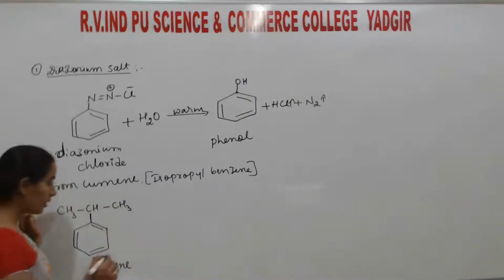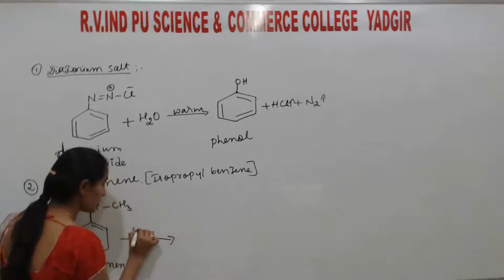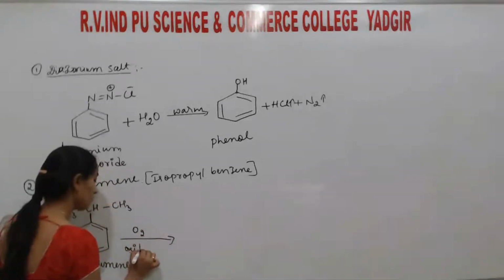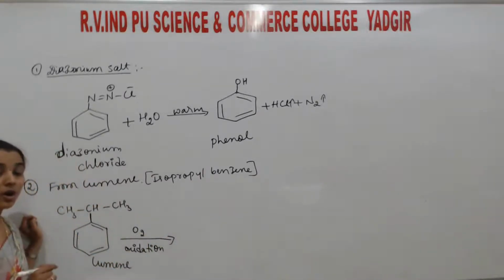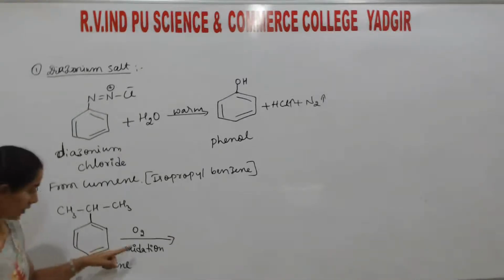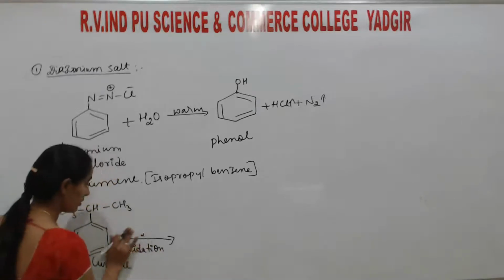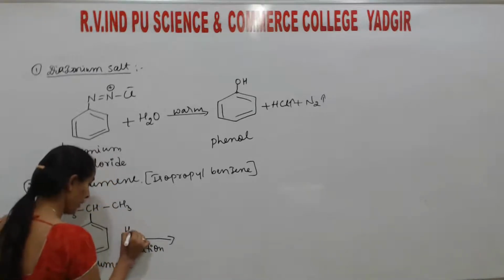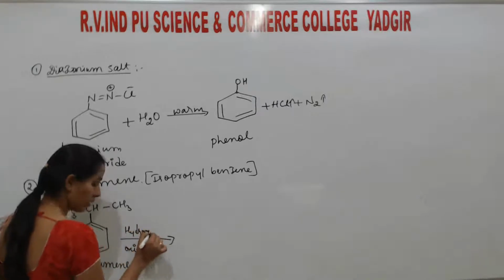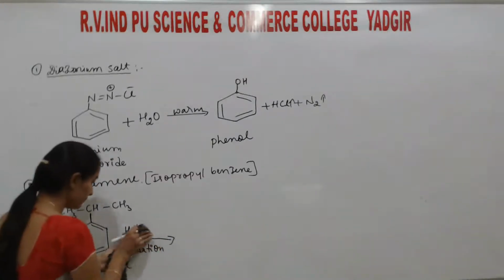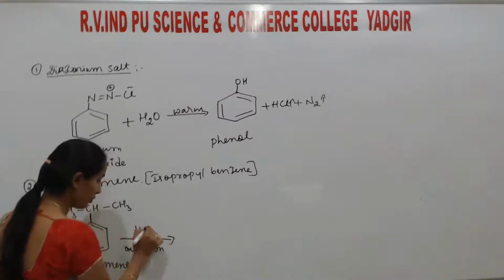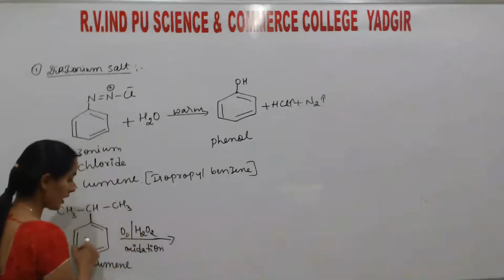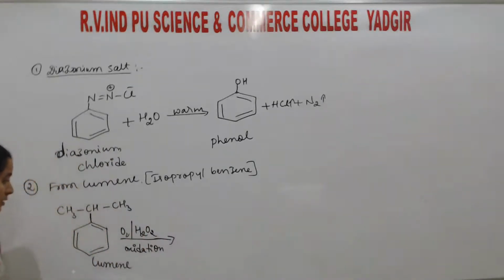Okay, so this cumene undergoes oxidation. Cumene undergoes oxidation. The oxidizing reagent used here is what? H2O2, hydrogen peroxide. It is the oxidizing reagent, O2 is added here. Understand? So then what happens?